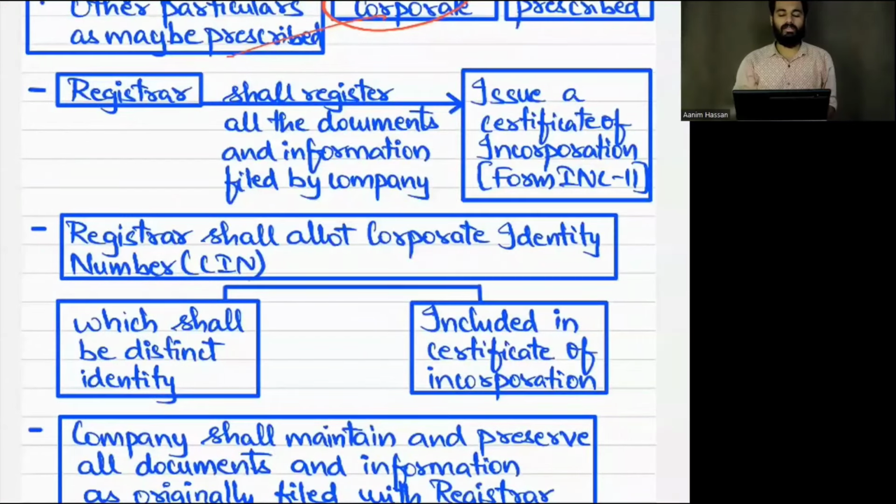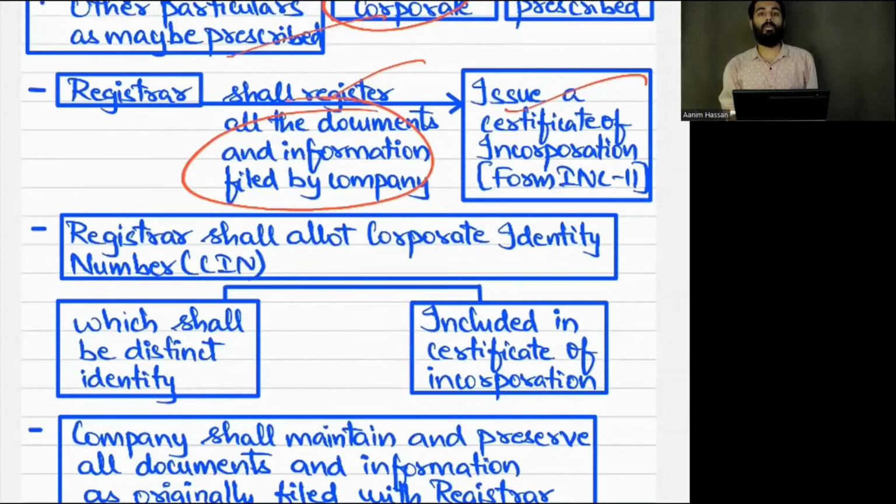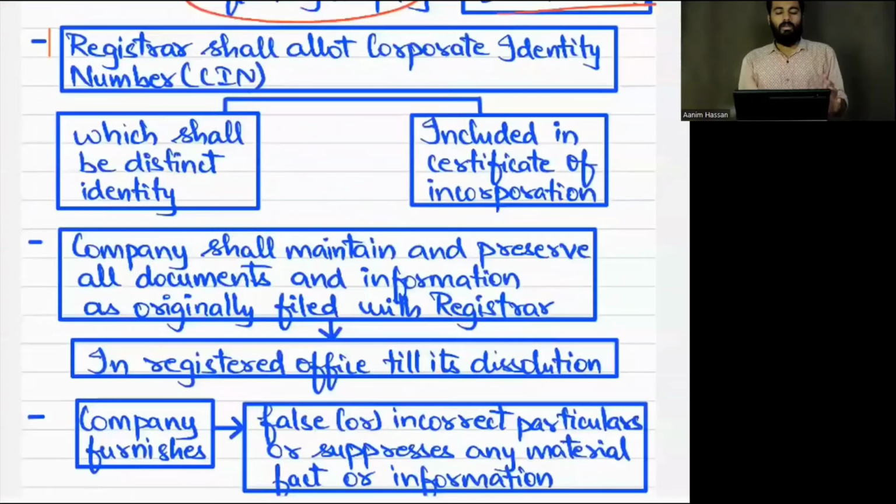The registrar, after receiving that, where all the documents and information have been filed, shall register the company, and the registrar will issue a certificate of incorporation. The certificate of incorporation is Form number INC 11. In the certificate of incorporation, they will mention the corporate identity number. Sir, DIN? DIN means director identification number.